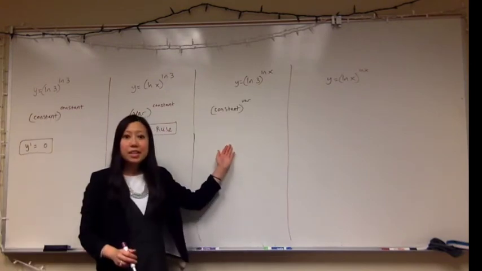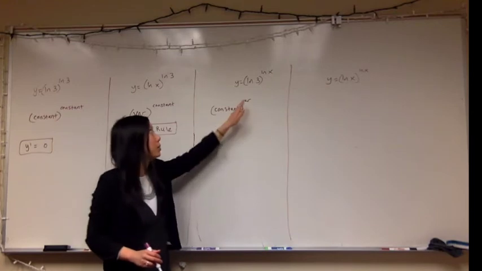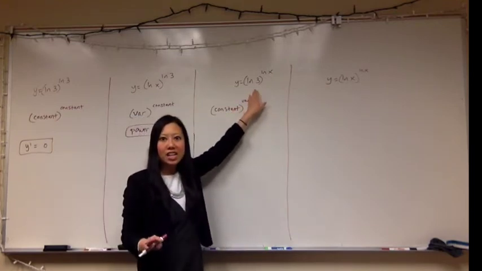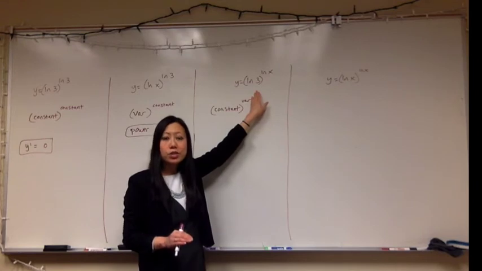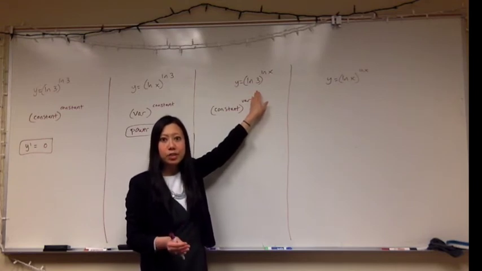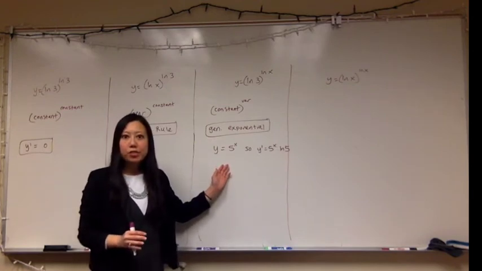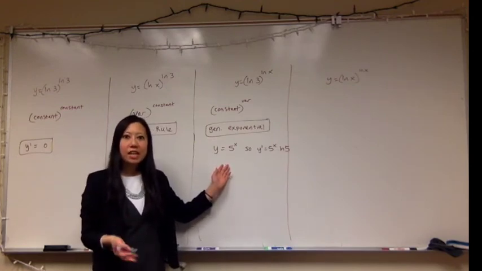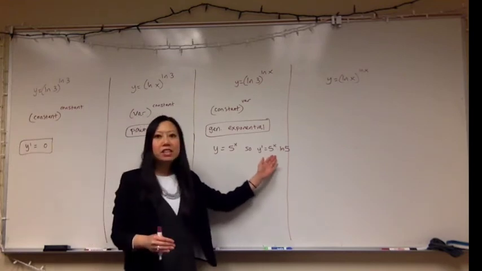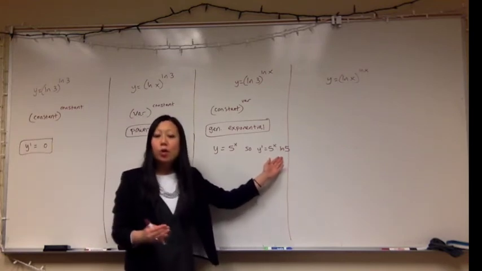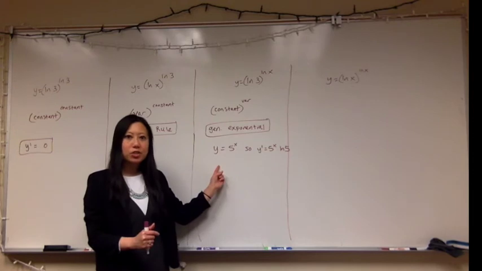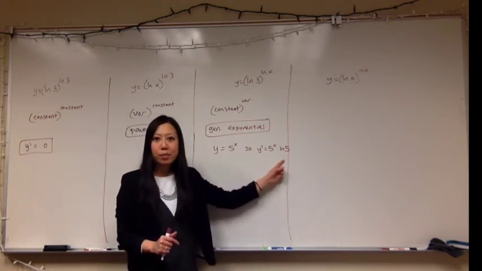The next case we have is a constant raised to a variable. My base here is all a constant. There's no variables at all. There's only a variable in the exponent, which tells me I'm going to do the general exponential function. Well, for the general exponential function, if I have y equals 5 to the x, the derivative of that would be 5 to the x times ln 5. Or we could think of it as the original exponential function times the natural log of the base.